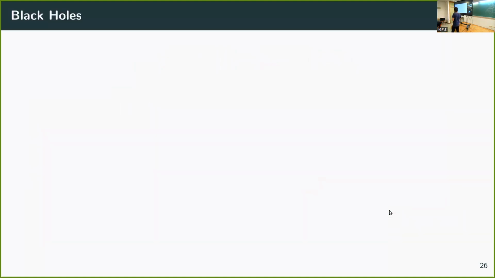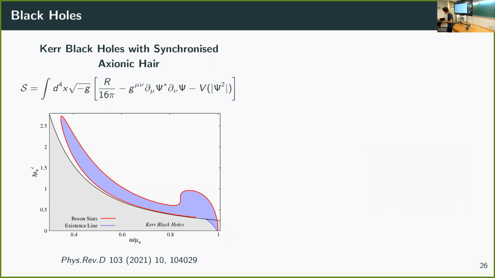So now we can move on to the black hole case. For the black holes, I have two families that we study. The first one is the Kerr black holes with synchronized axionic hair. This is essentially the natural black hole generalization of the axionic boson stars. Here we consider the same decay constant of 0.05.